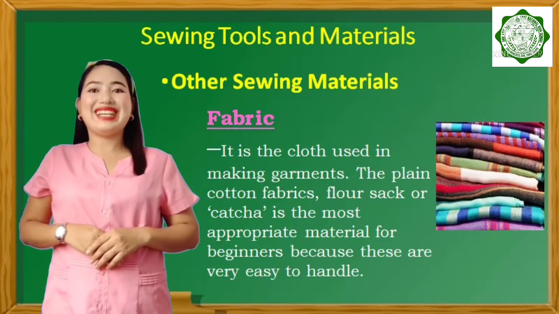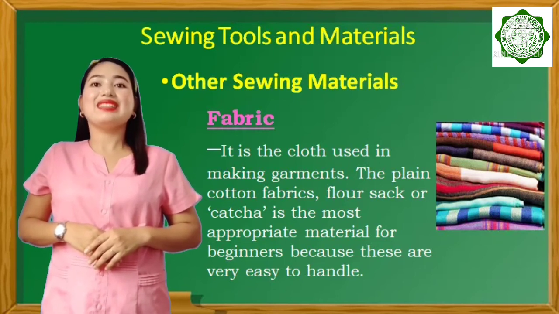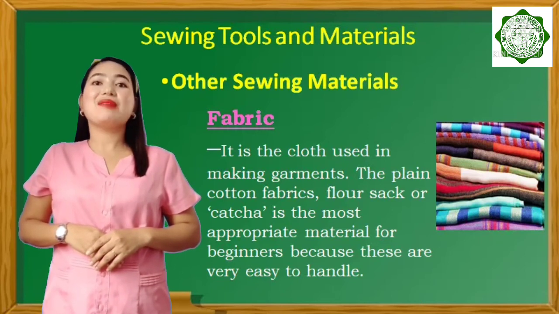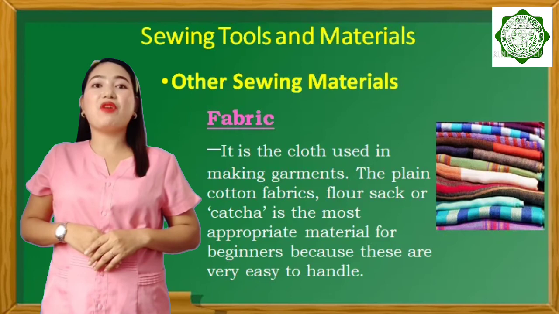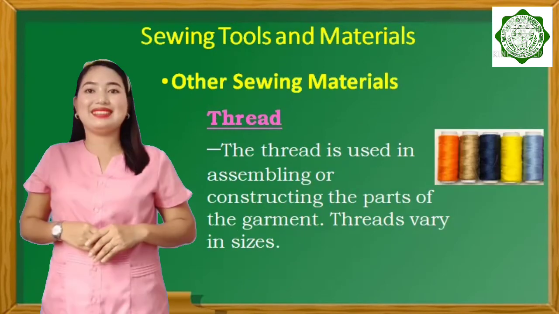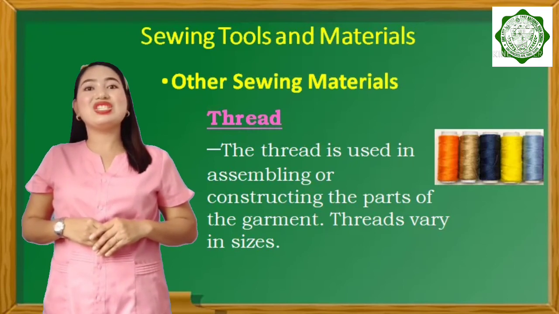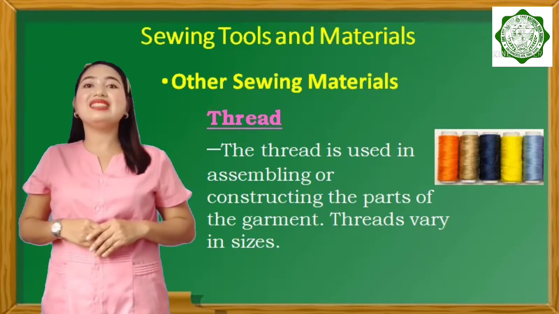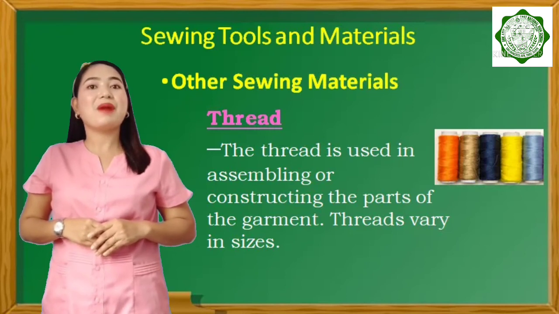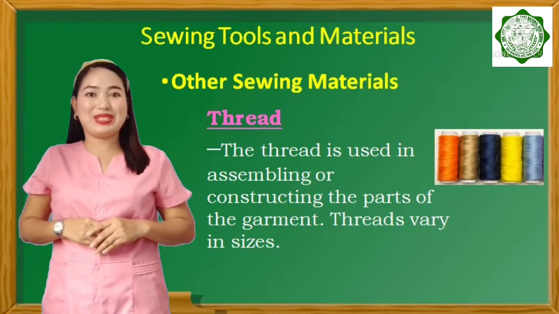Other sewing materials. Fabric. It is a cloth used in making garments. The plain cotton fabric, flour sack or katcha is the most appropriate material for beginners because they are very easy to handle. Thread. The thread is used in assembling or constructing the parts of the garment. Threads vary in sizes. Heavy fabric needs stronger threads. Threads should have the same color as that of the fabric used.